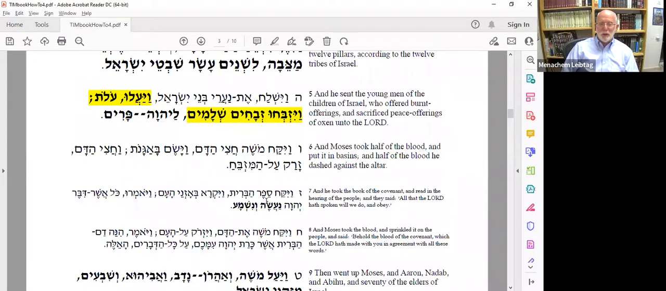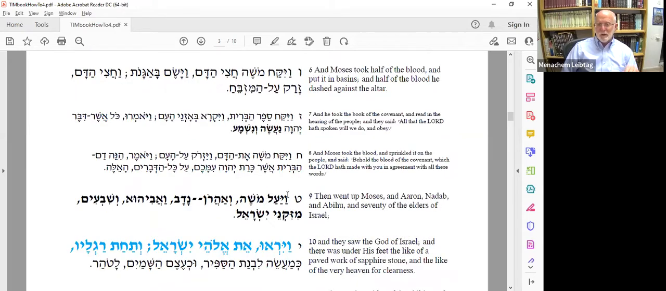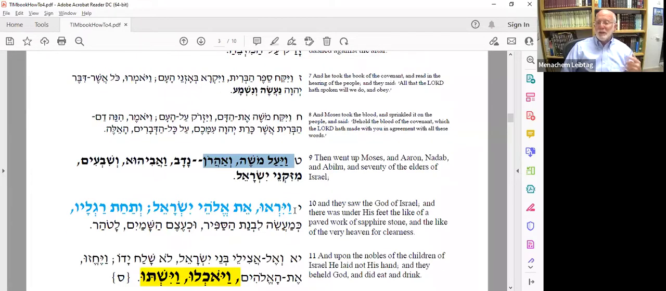Everyone says na'aseh v'nishma. Moshe reads the covenant out loud. Moshe sprinkles the blood on the people. We've read this before. And now listen carefully. Moshe, Aaron, Nadav, and Avihu, and 70 elders of Israel go up the mountain, sort of accepting this covenant on behalf of the people. And to our amazement, vayiru et Elohei Yisrael, they saw the God of Israel. Now, is that plural or singular? Anyone want to comment on that? Elohei Yisrael?